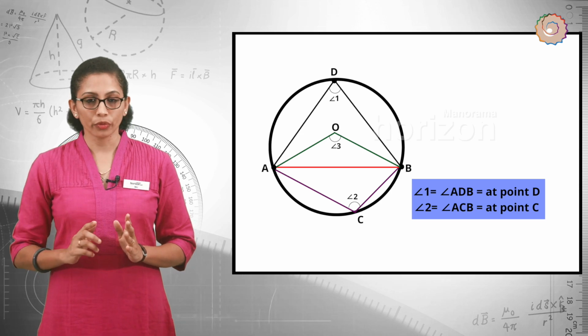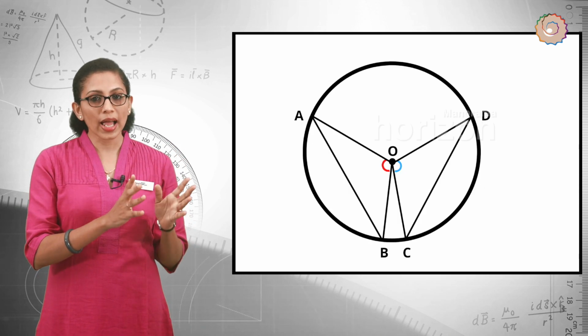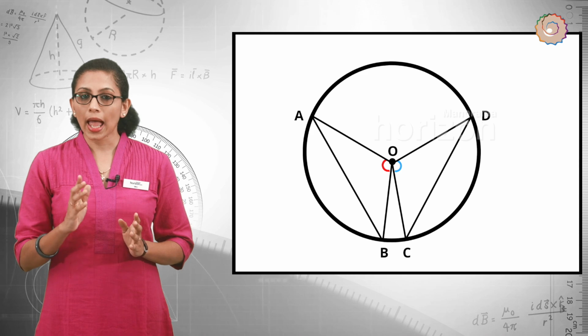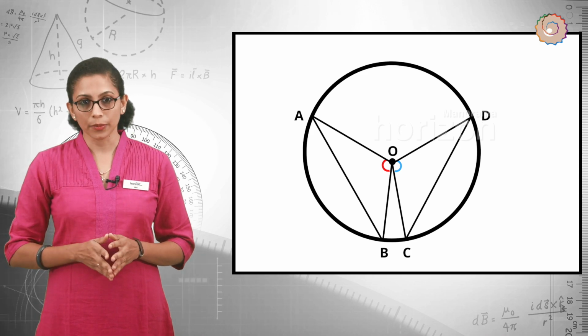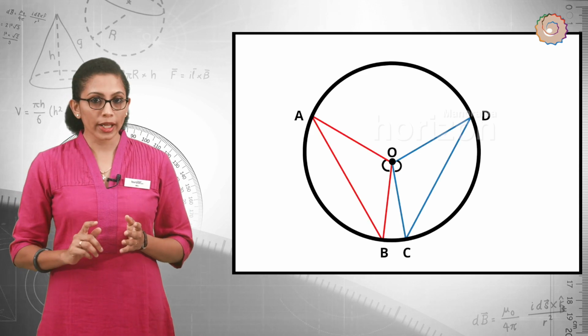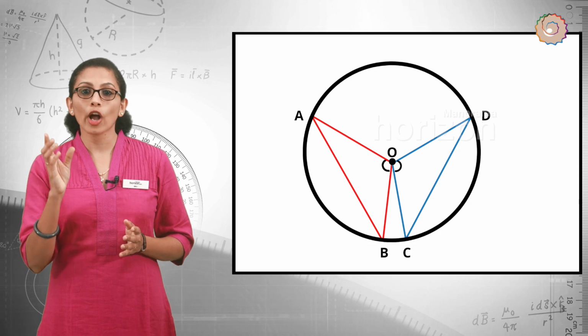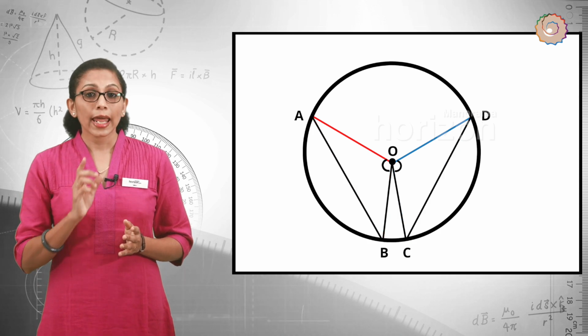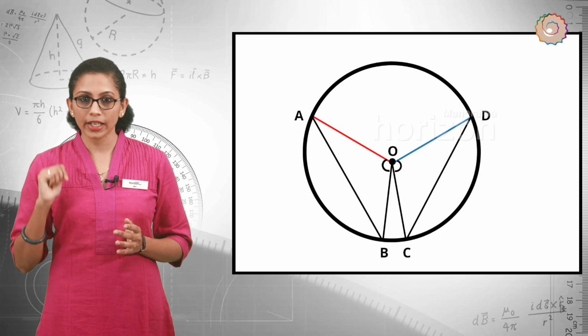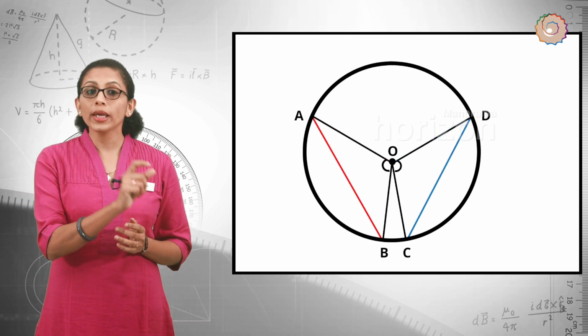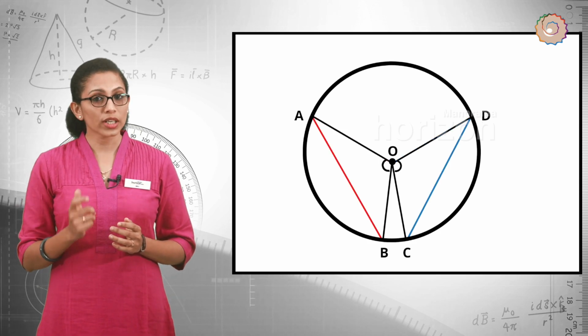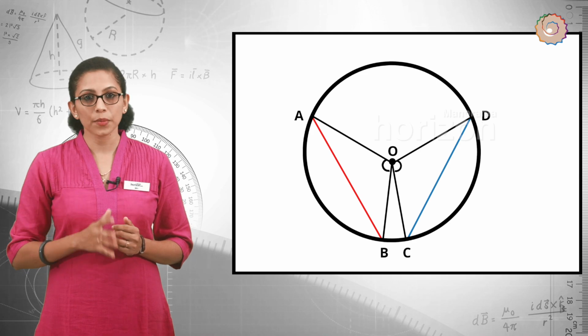Now let's see the proof. Consider the triangle AOB and triangle DOC. OA equal to OD. What is the reason? Radii of the same circle. AB equal to CD. It's a given data. Then OB is equal to OC. What is the reason? Radii of the same circle.